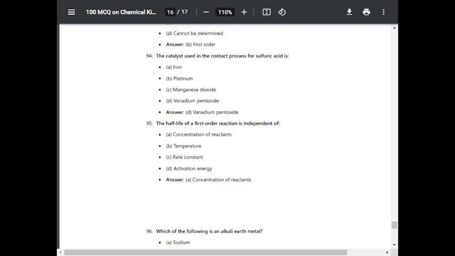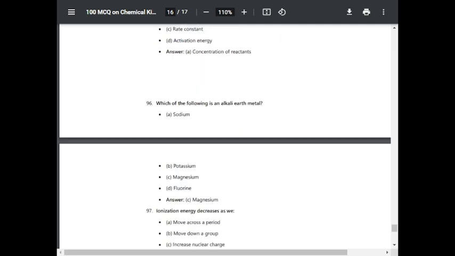Question number 95. The half-life of a first order reaction is independent of option A concentration of reactant, option B temperature, option C rate constant, option D activation energy. The correct answer is A, concentration of reactant. The half-life of a first order reaction is independent of the concentration of the reactants.